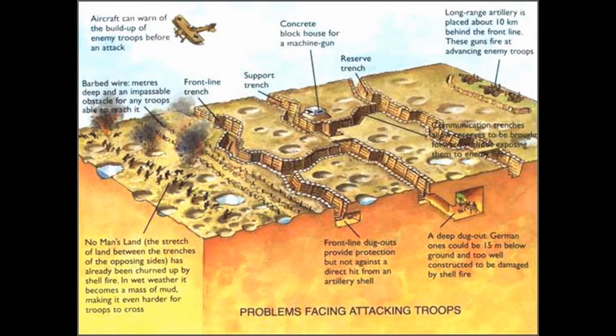And then you've got machine guns, you've got support trenches, you've got concrete blockhouses for machine guns. They got heavy artillery back behind. It's in depth, so you take one and then you hope you can hold it. And then you take the next and you hope you can hold it.